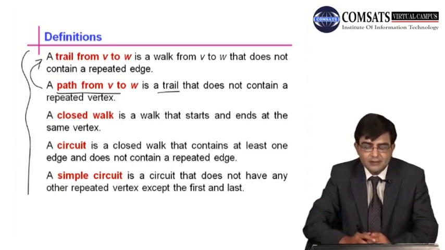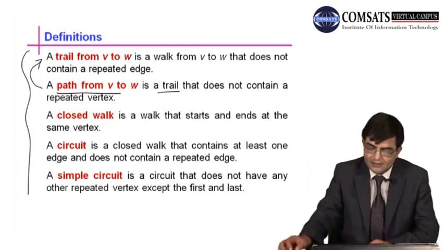The next definition is a simple circuit. A simple circuit is a circuit that doesn't have any other repeated vertex except the first and last. In the definition of circuit there is no condition on vertices, that is, vertices may be repeated, but the starting and ending point must be the same. But a simple circuit should be a circuit first, that is, it must contain at least one edge and doesn't contain any repeated edge. Next, a simple circuit does not have any other repeated vertex except the first and last. So this is basically the definition of a simple circuit.